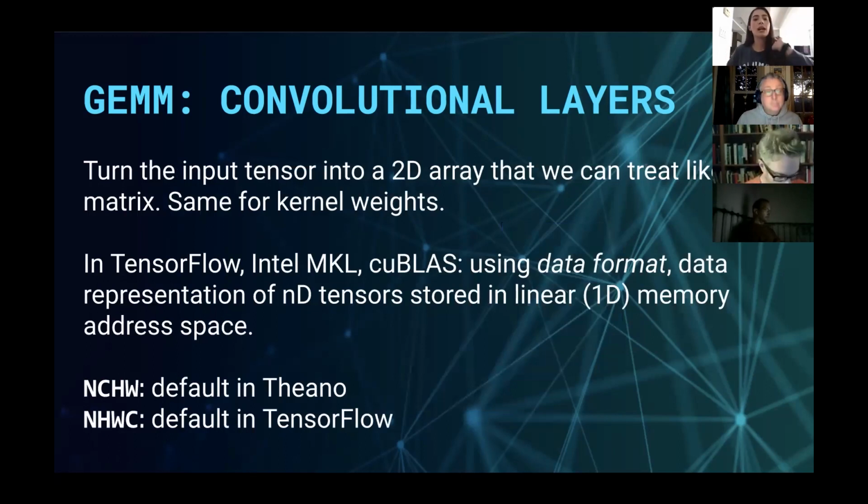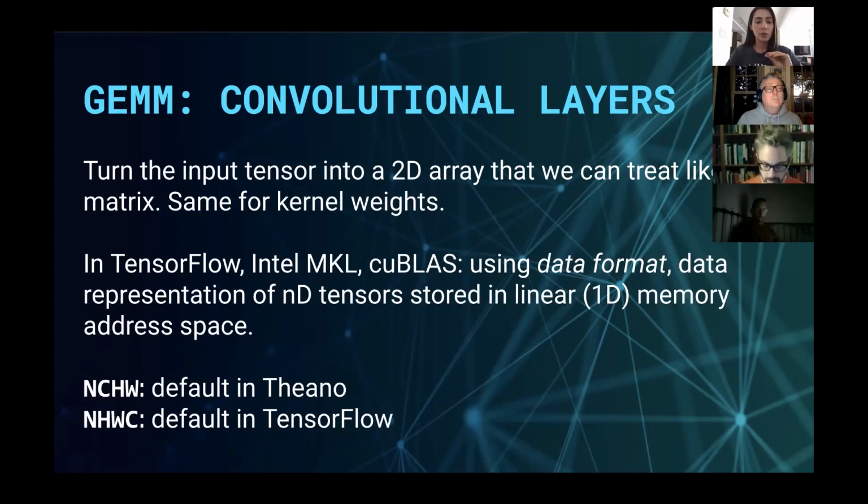So again, we have this input tensor with a number of channels, and the first thing we want is to transform this ND array into just a 2D array and treat it as a 2D matrix. And we're going to do the same for the kernel weights. In TensorFlow, Intel MKL, cuBLAS, using the specific data format for each of these implementations, we can represent these n-dimensional tensors in a linear 1D memory address space. And we're going to see how this is transformed in the next slide.